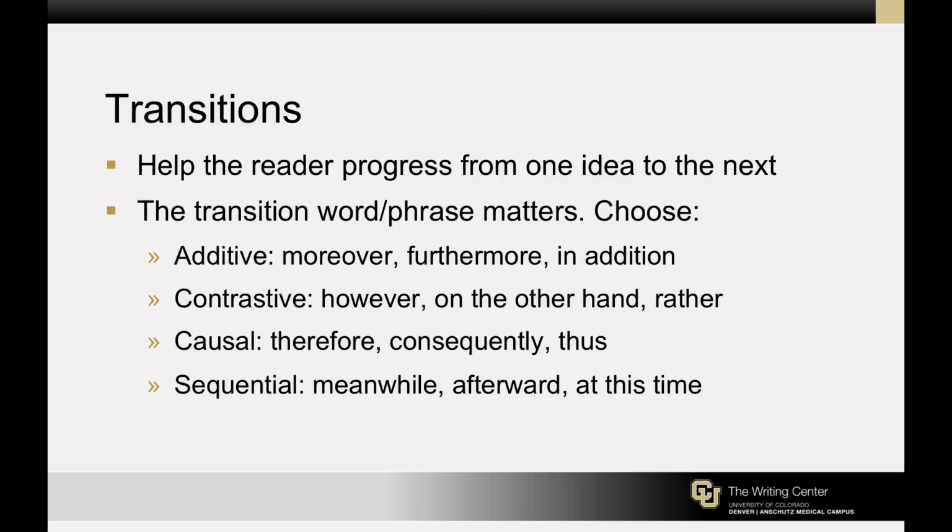The last modifier we will discuss is transitions. Transitions modify entire clauses, helping the reader progress from one idea to the next. There are many different types of transitional words and phrases. A few of the most common categories of transitions are additive, ones that forecast the addition of new information, contrastive, ones that forecast a contrast, causal, those that forecast a cause and effect relationship, and sequential, those that place the events in a temporal relationship. For a more complete list, see our handout Transitions, Building Bridges Between Ideas, linked in this module.